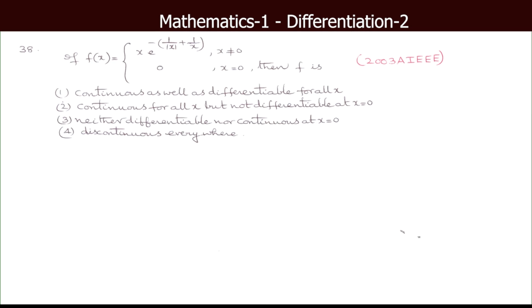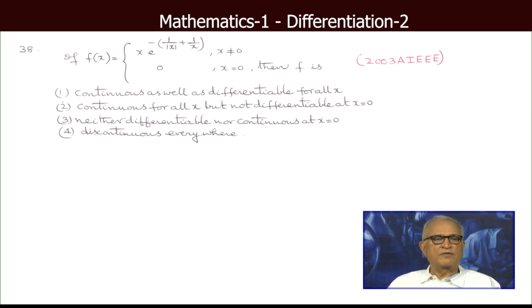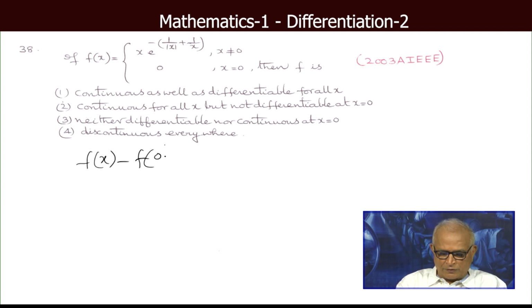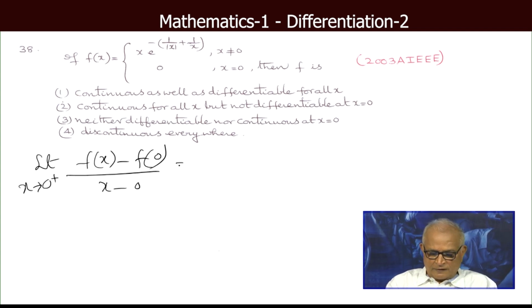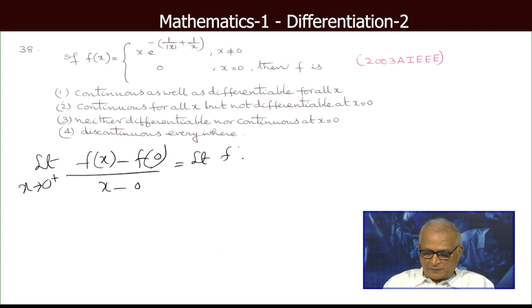And f dash of a minus is the limit of the Newton quotient as x tends to a from the left. When these two exist finitely, you can also say that not only f fails to be differentiable at x equal to a, but also you can say that f is continuous at x equal to a. That is one advantage. So, here let us form the Newton quotient fx minus f0, we are interested in 0, by x minus 0, limit as x tends to 0 plus. f0 is 0, so limit fx by x as x tends to 0 plus.